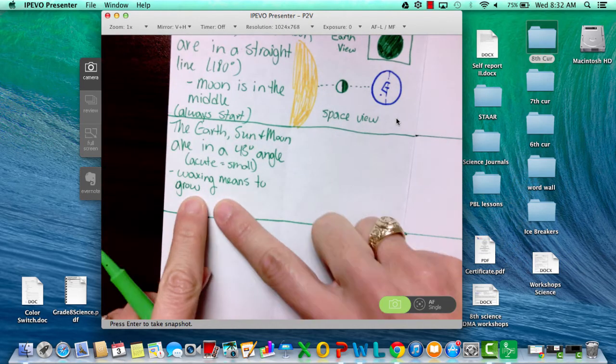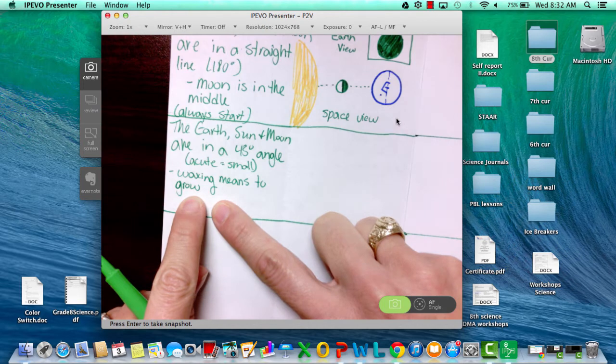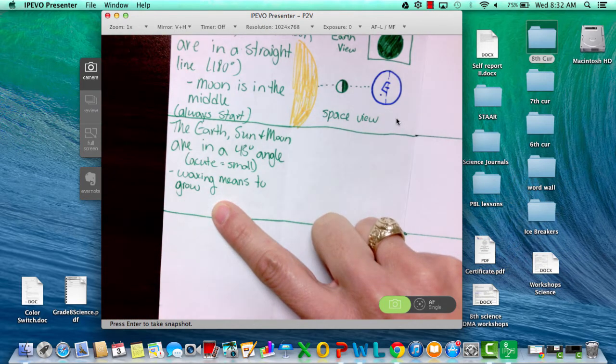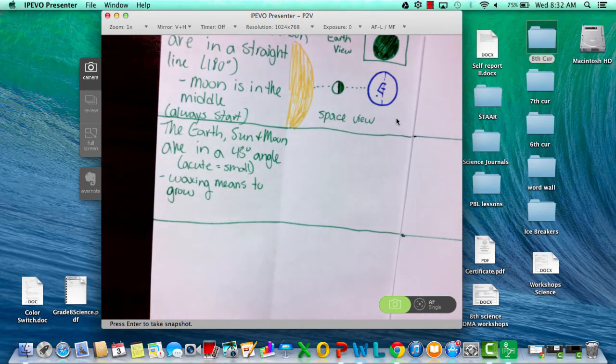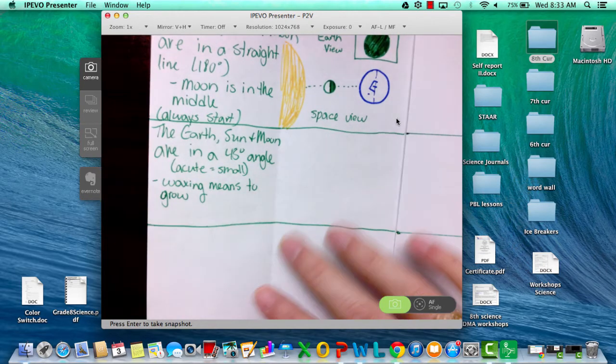So whenever the moon is actually growing bigger every day, that is what we call waxing. And you can always tell that it's going to be waxing because the right side will be lit. So if the right side of the moon is lit, it is waxing. If the left side of the moon is lit, it is waning. And crescent, you know what a crescent shape looks like.